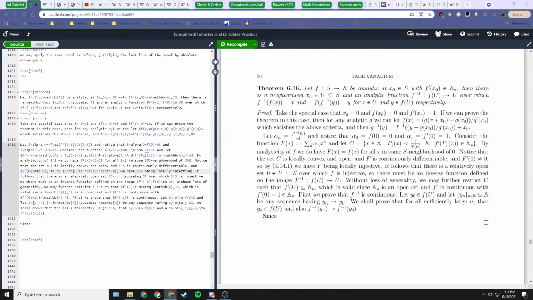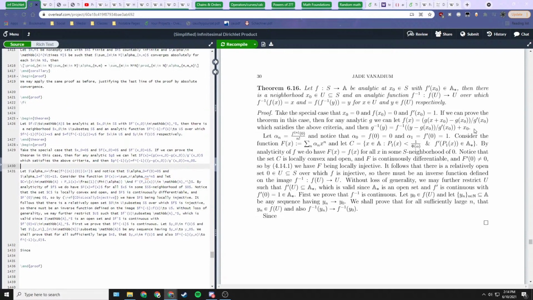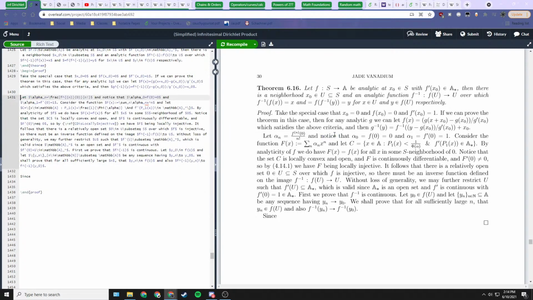Let's maybe also be even more explicit about what we're doing. So our proof strategy is to prove that our function is an open mapping. So we'll say alpha n be this, and notice that alpha 0 is f of 0. Consider this function. By analyticity, we do have F of x equals f of x for all x in some neighborhood of 0, since C is locally convex and open, F is continuously differentiable, and F prime of 0 is non-zero. So by this, we have F being locally injective.